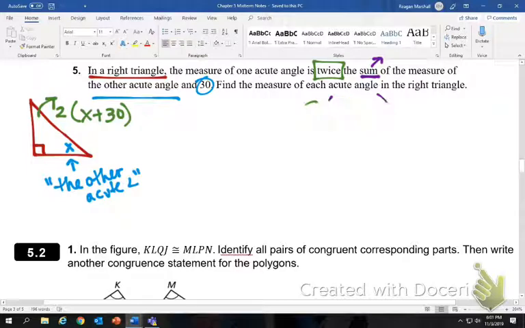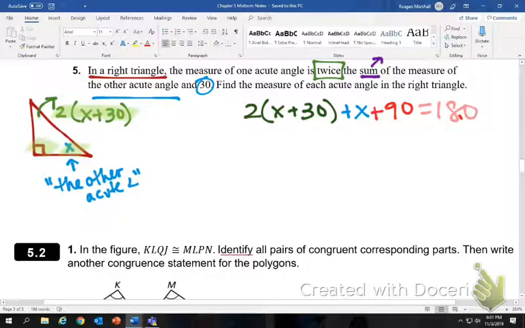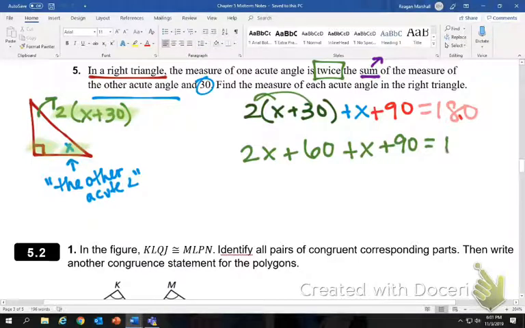So from here, we're going to add our 3 angles. So 2 times x plus 30. So got that one. Plus x. And then plus 90. There's my third angle. And it equals 180 degrees. So distribute: 2x plus 60 plus x plus 90 equals 180.